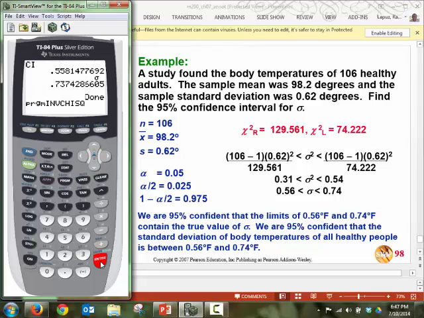Program inverse chi-square, hit enter. Enter the degrees of freedom. So we have n is equal to 106. Our degrees of freedom would be 105. And if we really want to get exactly what the chart has, the degrees of freedom they have is 100. But I don't think it'll be that much of a difference.